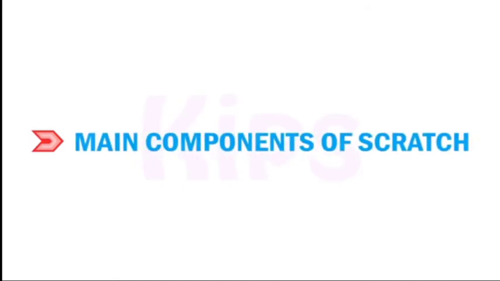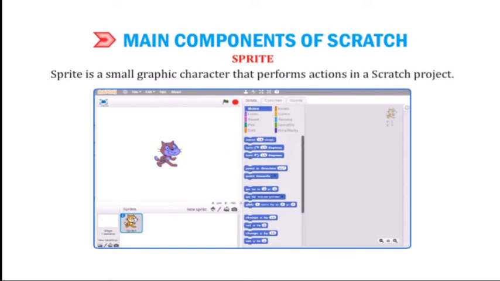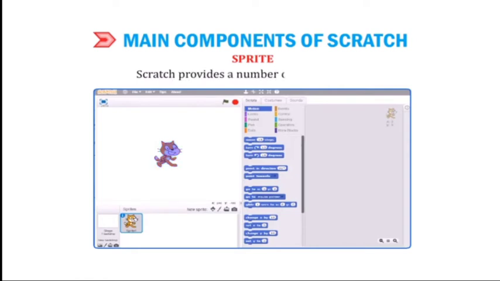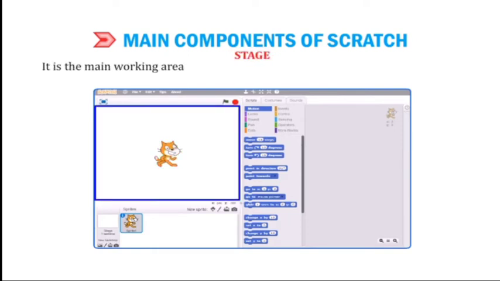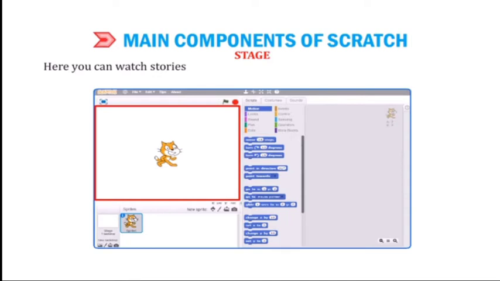Let's learn about main components of Scratch. Sprite. Sprite is a small graphic character that performs actions in a Scratch project. Scratch provides a number of inbuilt sprites. Cat is the default sprite in Scratch. Stage. It is the main working area where the sprite moves and performs actions as per the given instructions. Here you can watch stories, play games, and run Scratch projects that you have created.